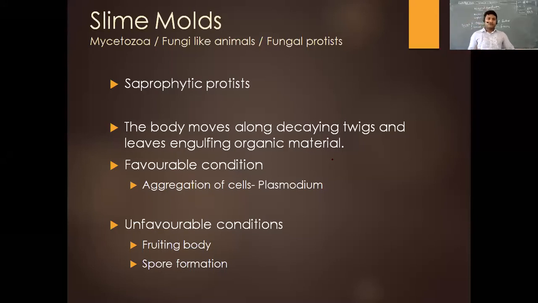Anyways, so the body is going to move along the decaying twigs and leaves, engulfing the organic material. And under favorable conditions, they aggregate and form something called the plasmodium. Now, under unfavorable conditions, they are going to form a fruiting body and form the spores. Spores are produced under unfavorable conditions.